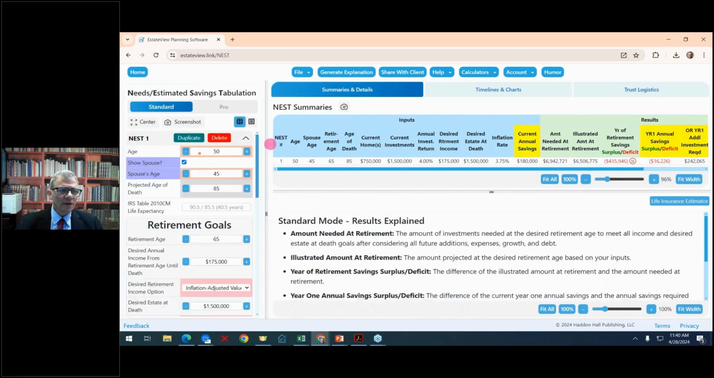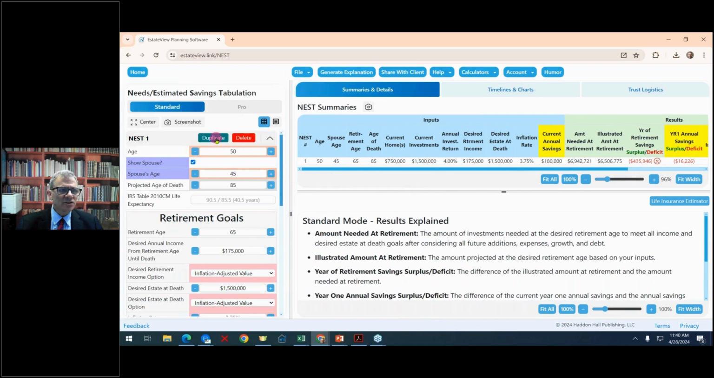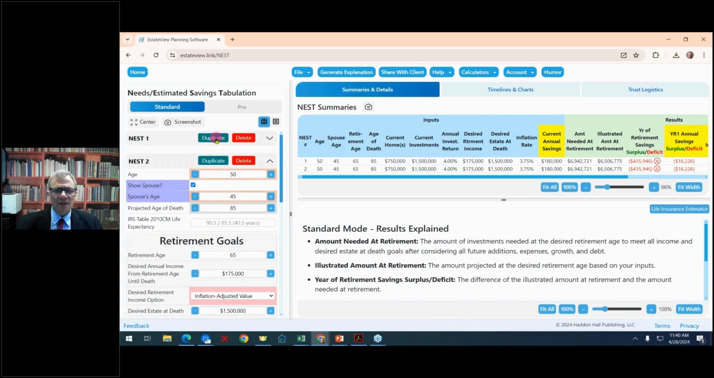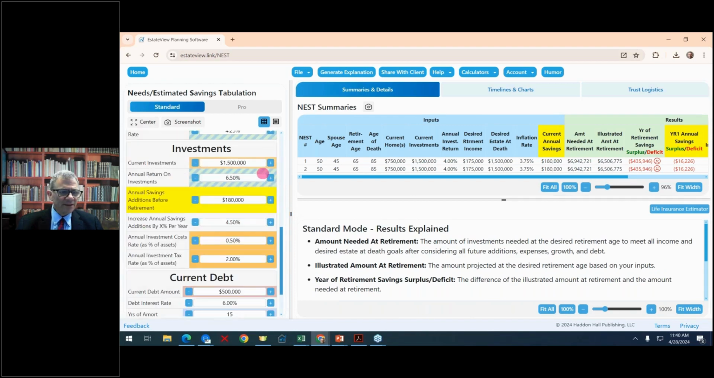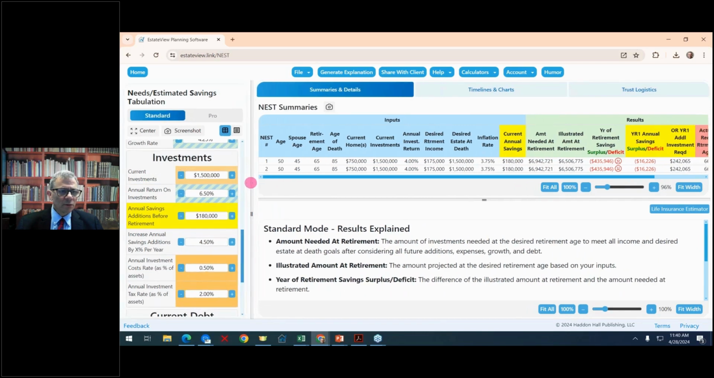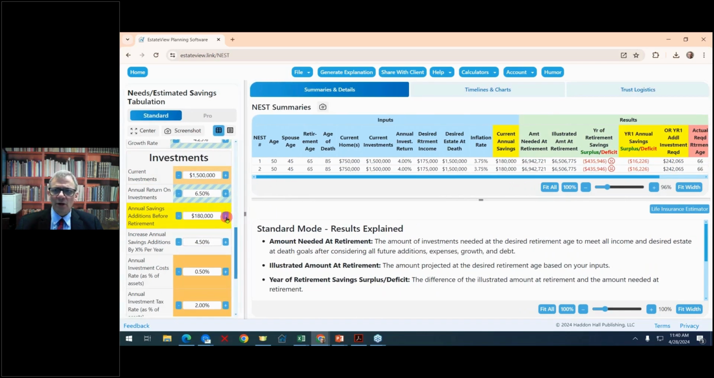So then what I can do is say, well, what would we change? So I'll click on duplicate there, and then I'll have a talk with them and say, could you save a little bit more? Well, how much more would we need to save in order to meet our goals? And I'll click 180 to 190, and that's not quite there, but it's closer. Or click 190 to 200, and now if they could save 200 a year based upon this scenario, they can make it to their goal, as you see here.